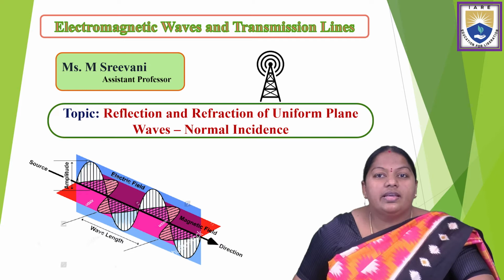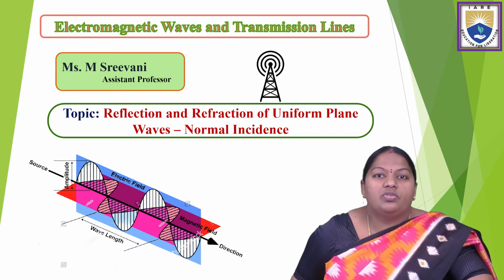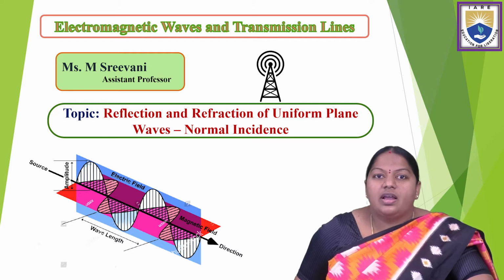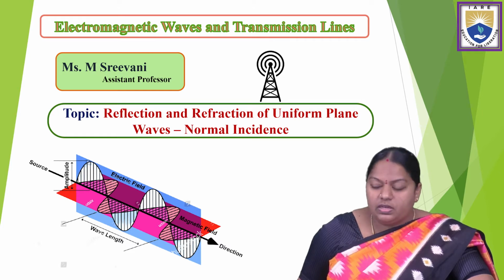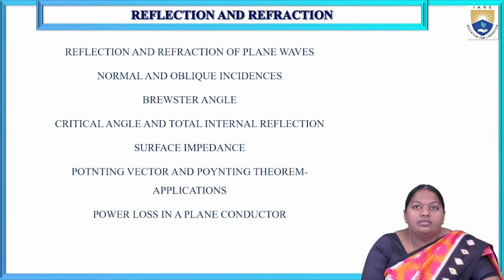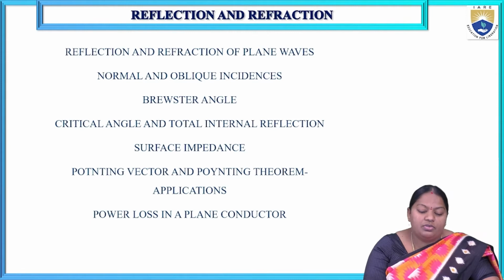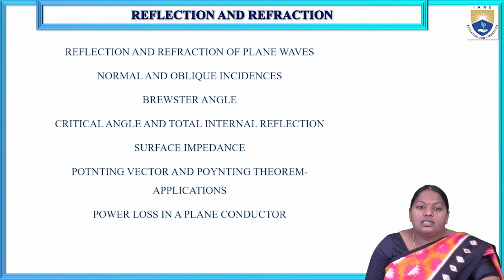Before going to analyze the normal incidence at a plane dielectric boundary, first of all, what do we mean by reflection and refraction of a uniform plane wave? Then we'll move on to the actual topic. The topics we are going to cover are the definition of reflection and refraction of uniform plane waves, then normal and oblique incidences. In the normal incidence case, we discuss normal incidence at a plane dielectric boundary and normal incidence at a plane conducting boundary.